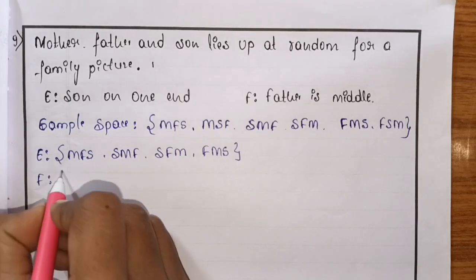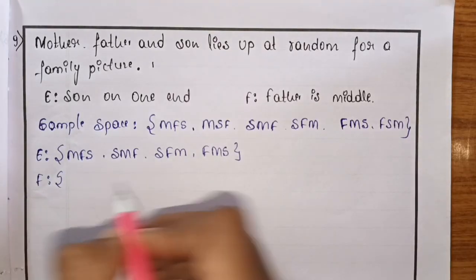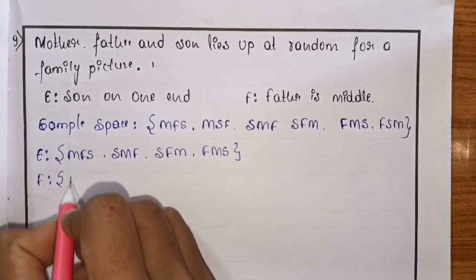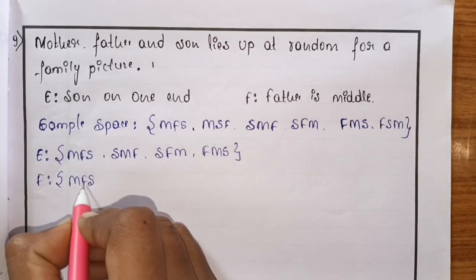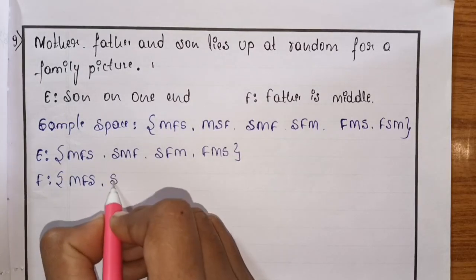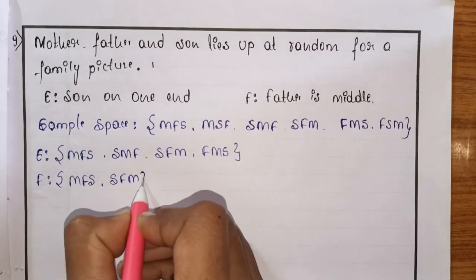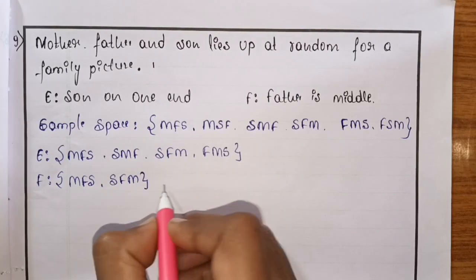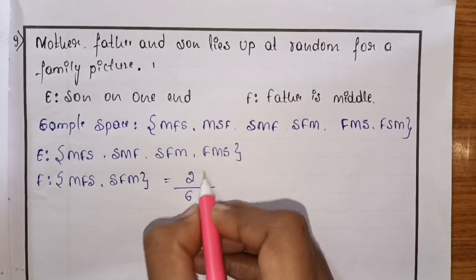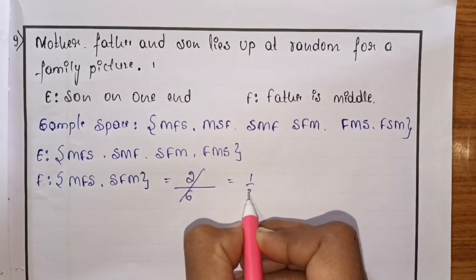F is the event, father is in the middle. The number of favorable outcomes are mother father son, and son father mother, because the father is in the middle. Number of favorable outcomes for F is 2 and total outcomes 6.